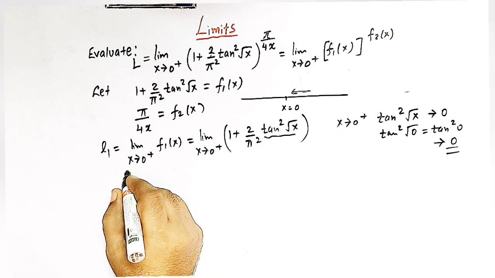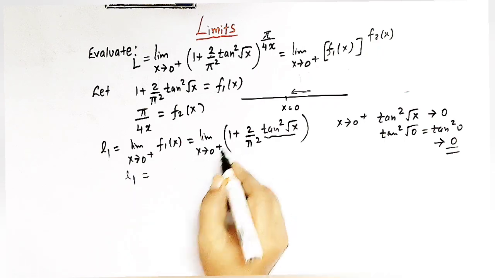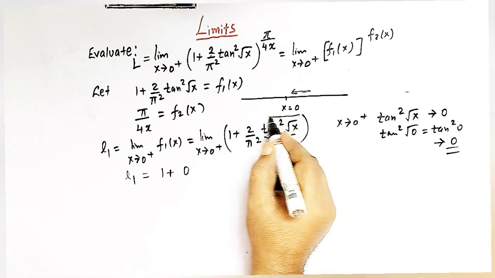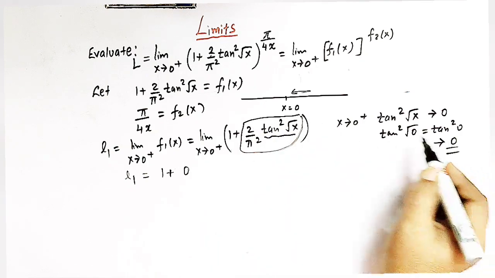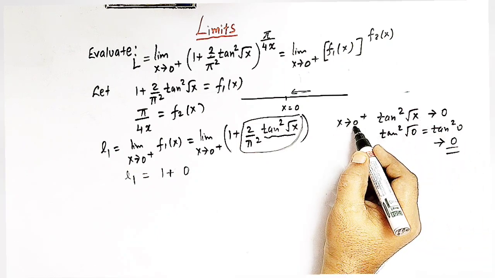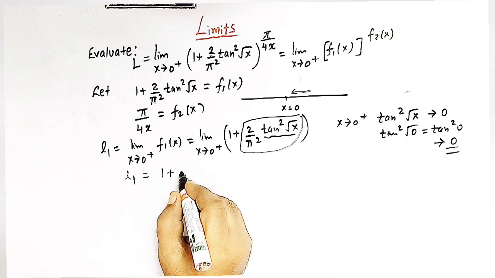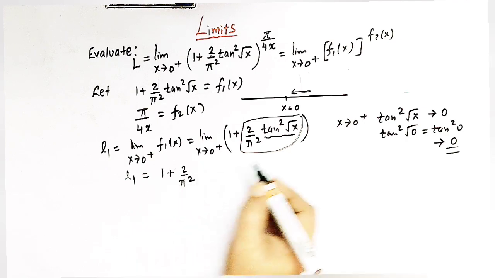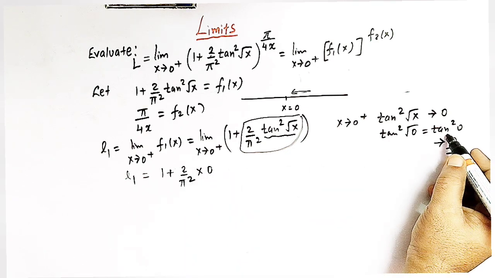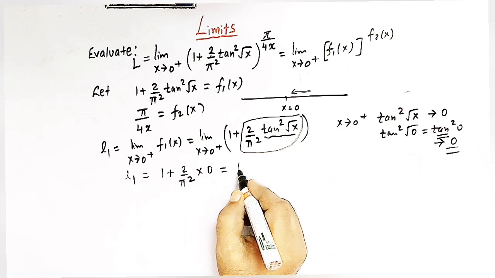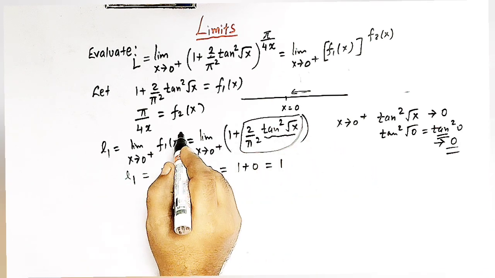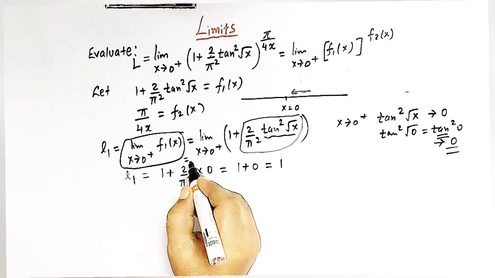So tan² of √0, that is tan² 0, tends to 0. So now the value of this limit L1 is given by 1 plus 0, because this entire term tends to 0, since tan² of √x tends to 0 when x tends to 0. So we can also write 1 + (2/π²) tan²√x, where tan²√x tends to 0 as we have seen here. So this is 1 plus 0, that is equal to 1. So the value of this limit is equal to 1.